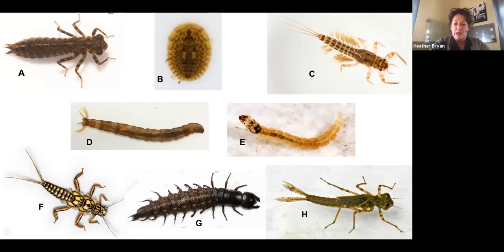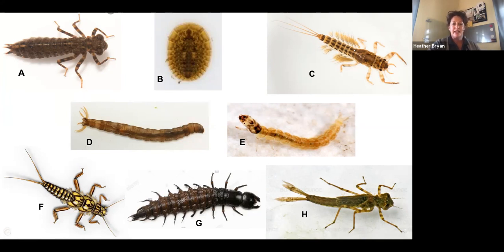This particular organism, you see jointed legs, a large predatory head, and some other protrusions here on the abdomen that help that organism move along. And finally, over here with organism H, you see feathery tail filaments. So let's just think about what kind of organisms those are.